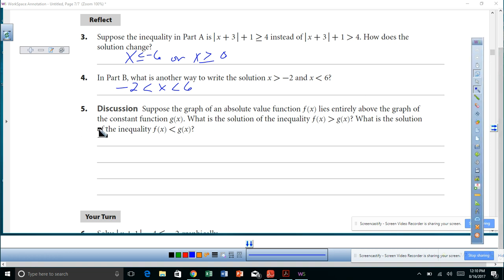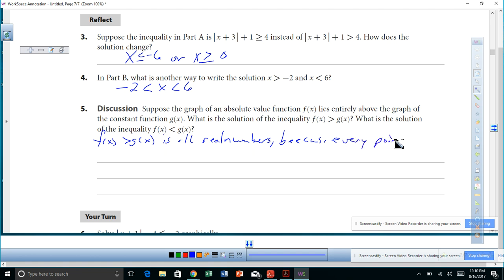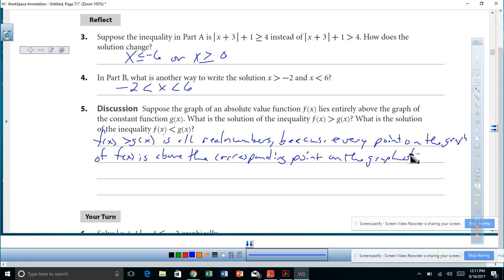Okay, so for f of x is greater than g of x, the solution is all real numbers, because every point on the graph of f of x is above the corresponding point on the graph of g of x.